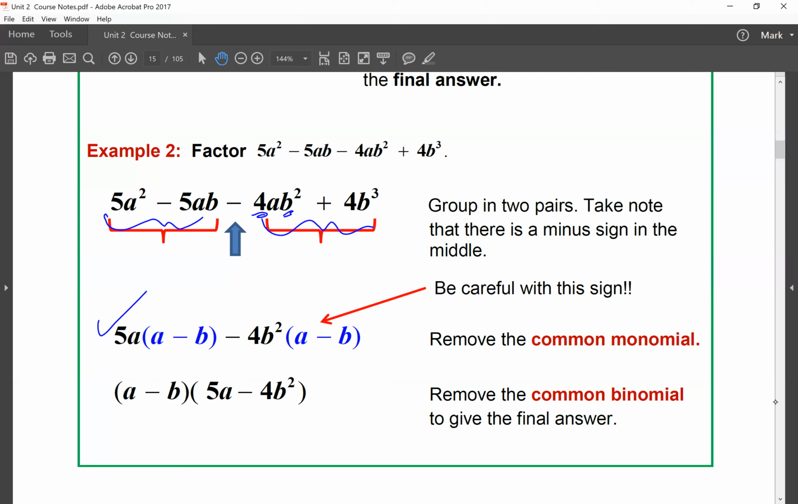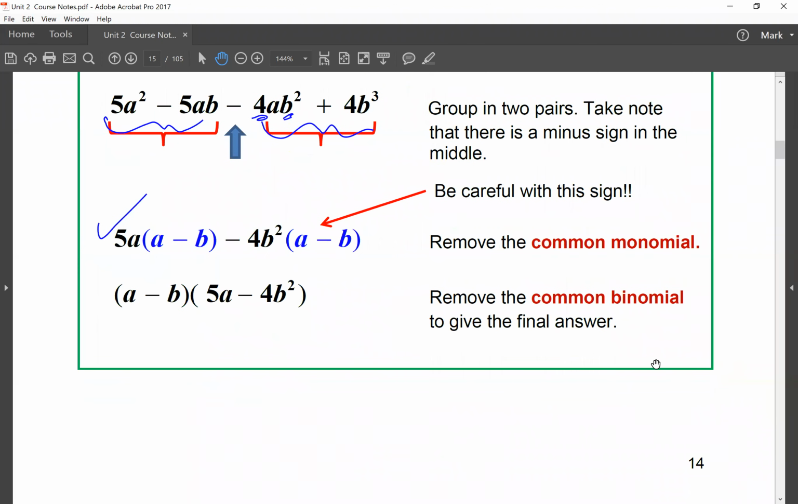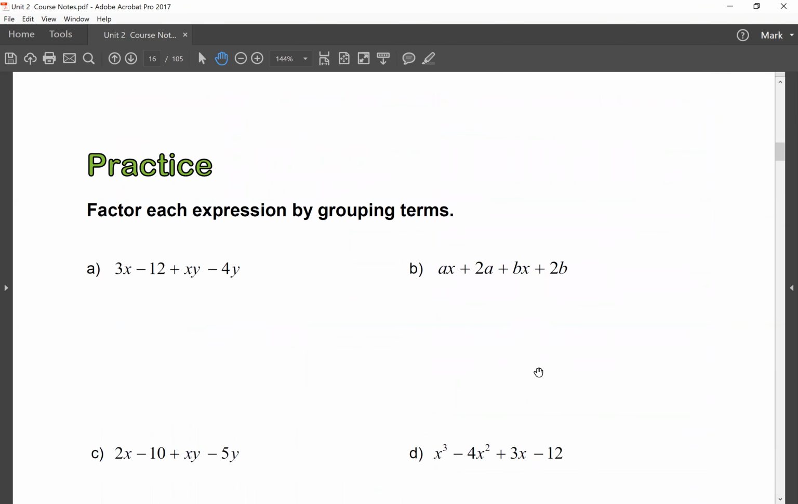And what I end up with, as you guys will notice, is the same term in the brackets. So that's my first monomial. It says remove the common monomial. Now, my second monomial, or would this be a binomial? Anyways, doesn't matter, would be the 5a minus the 4b, what's left over. This seems a little complicated, but let me show you. Maybe this will make a little bit more sense.